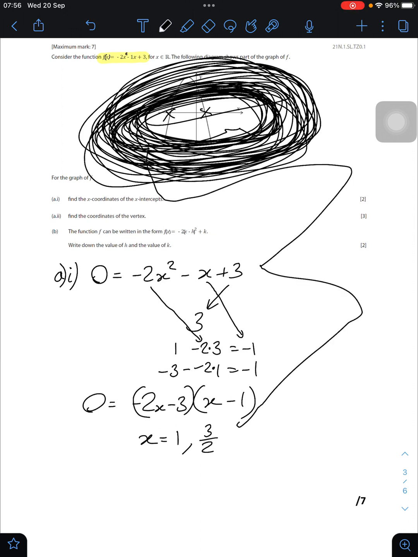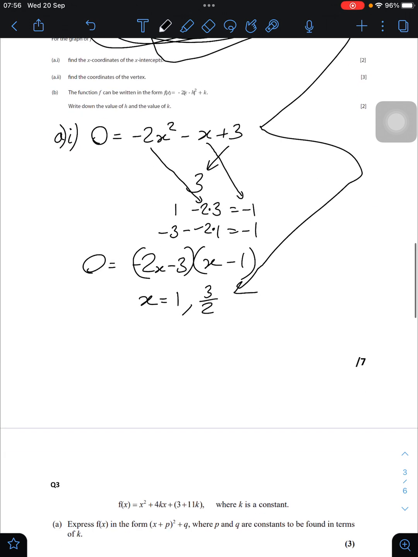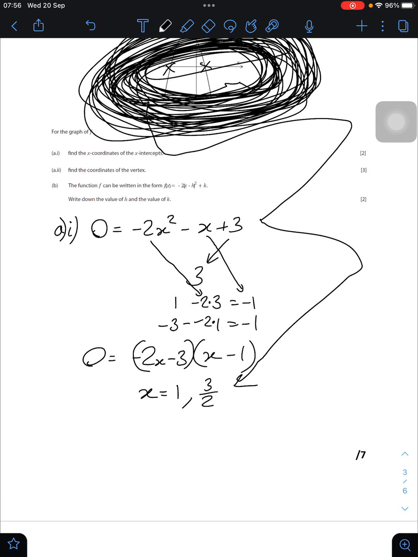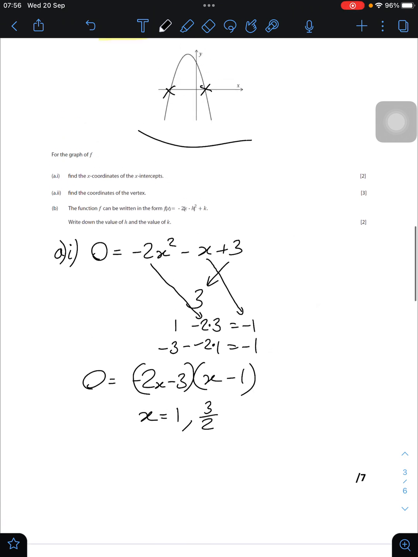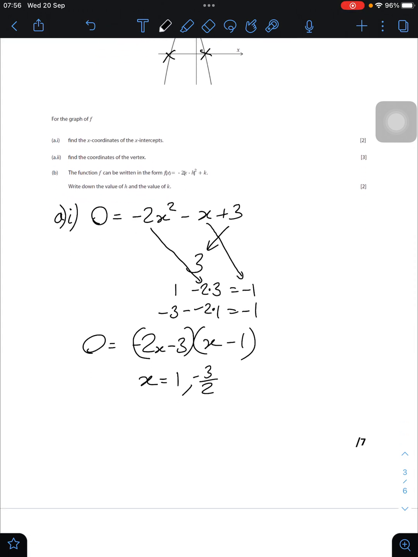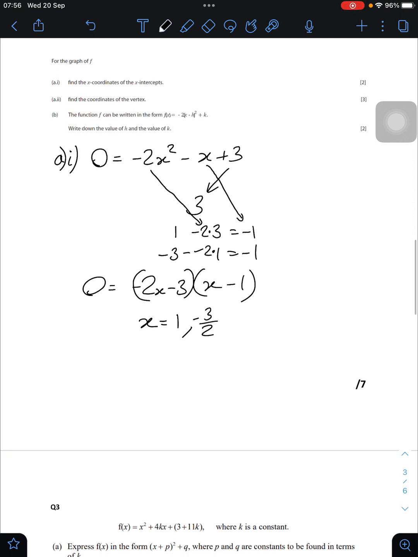In fact it is here. I have made a mistake. This should be minus 3 over 2. That's why it's worth double checking your answers. But in general, the graph is not always right. It's still a good lesson to learn. But we would get minus 3 over 2 here.